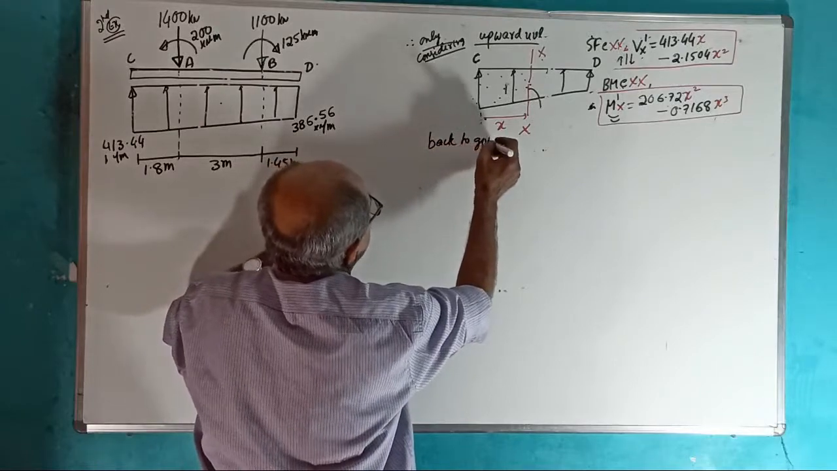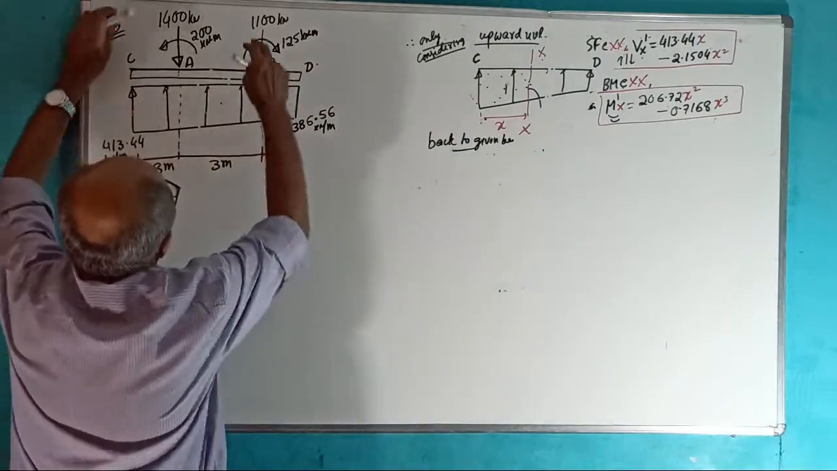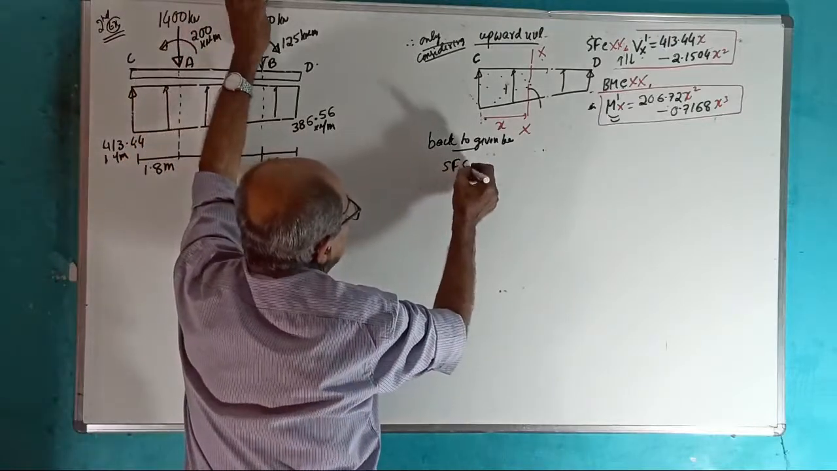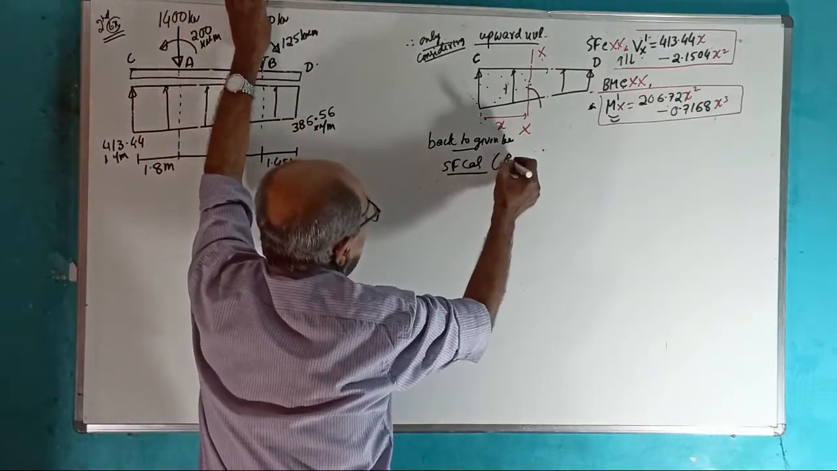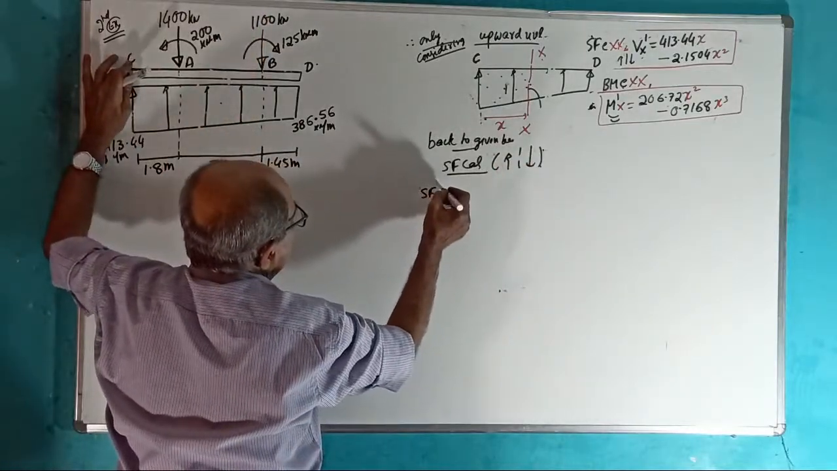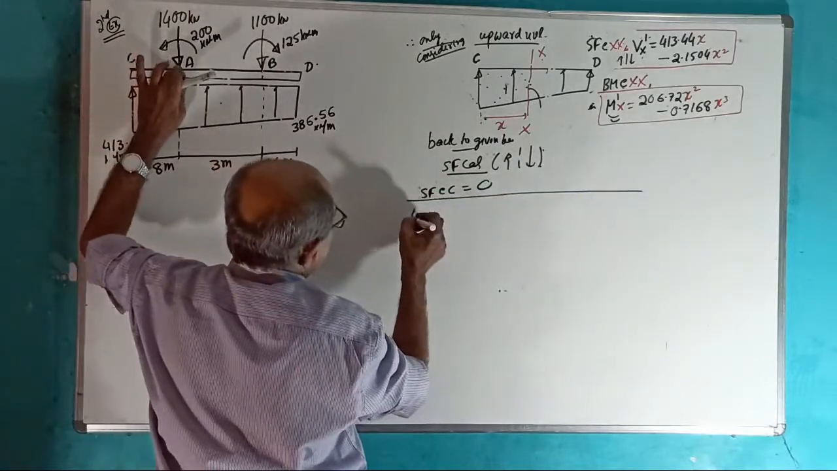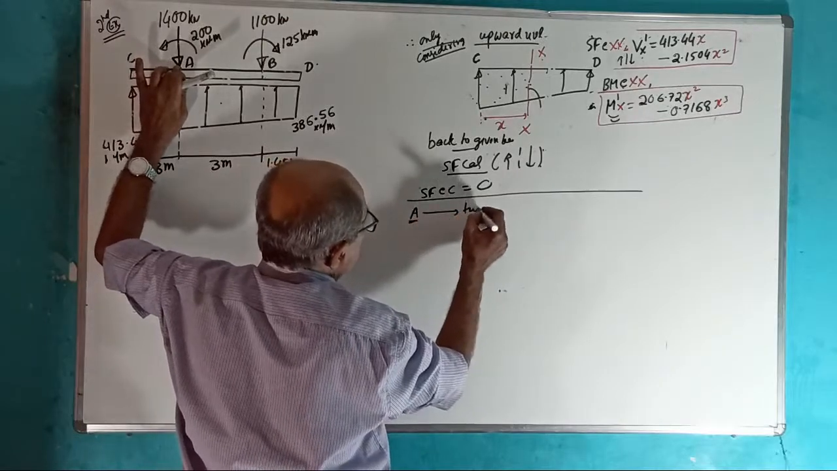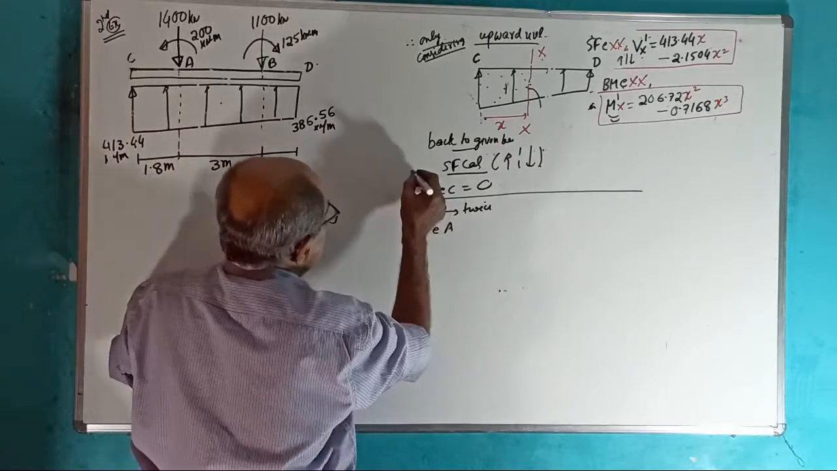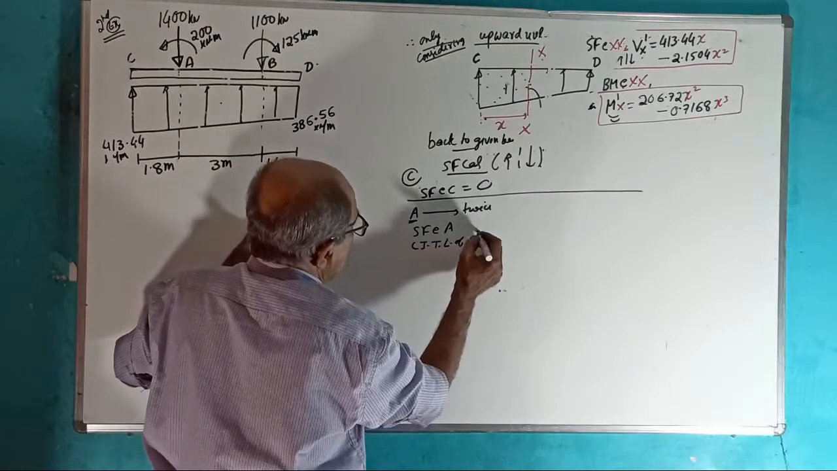Back to the given beam, which is not this one, with upward UVL, downward load and two couples together. Shear force calculation. I will do it fast because it was explained last time. Shear force at C equal to 0. Then at point A, shear force you have to do twice. Shear force at A, C only once. Just to left of A equal to C.